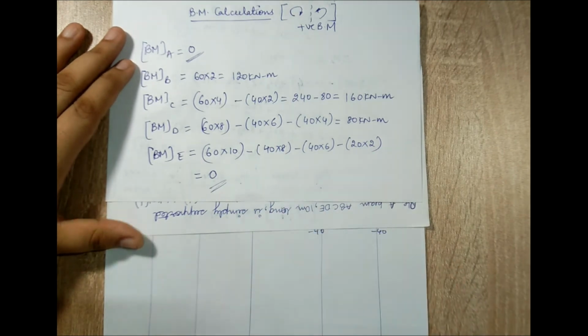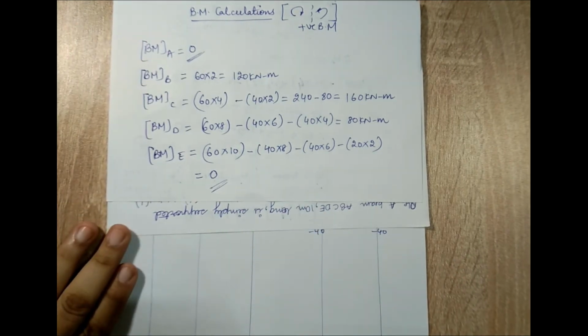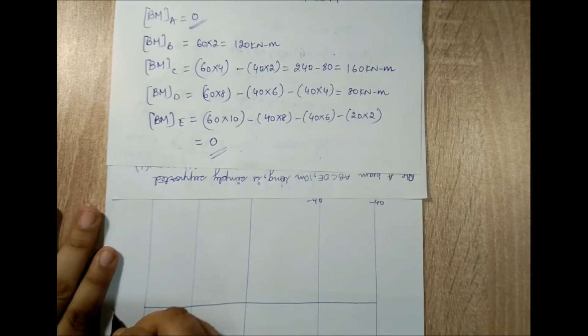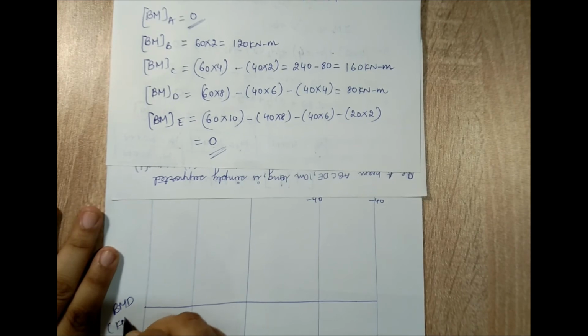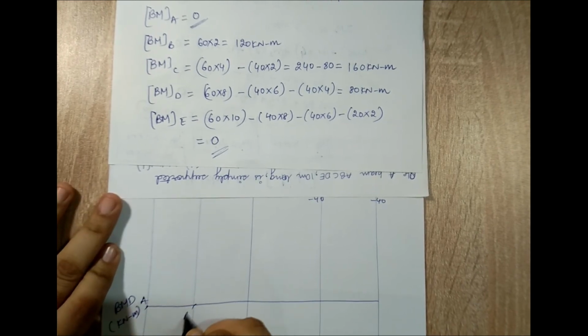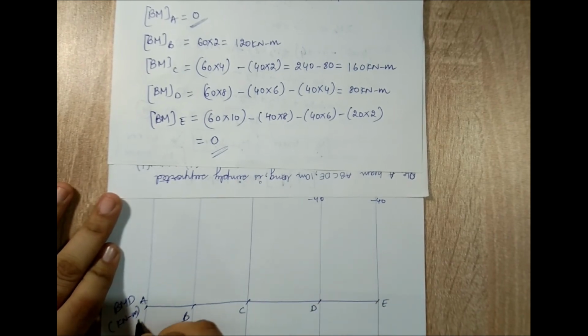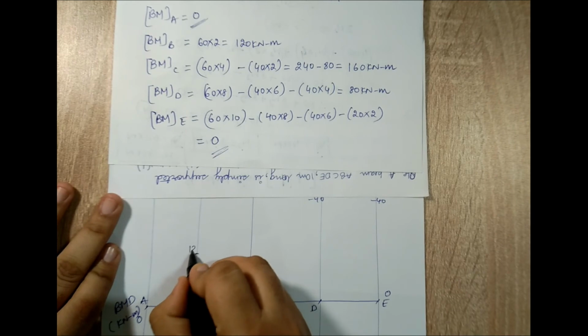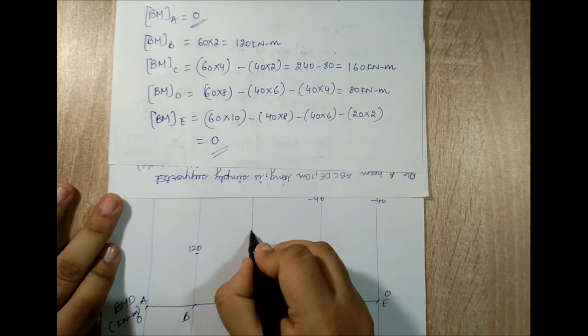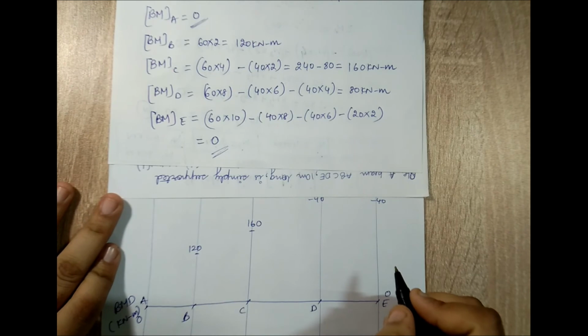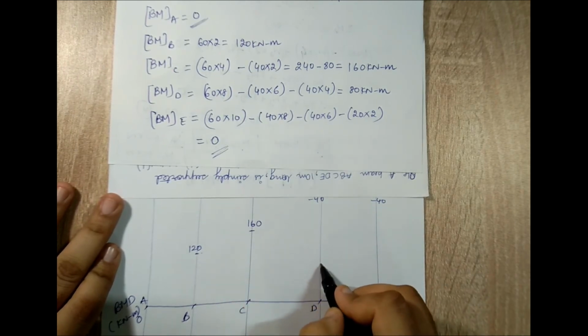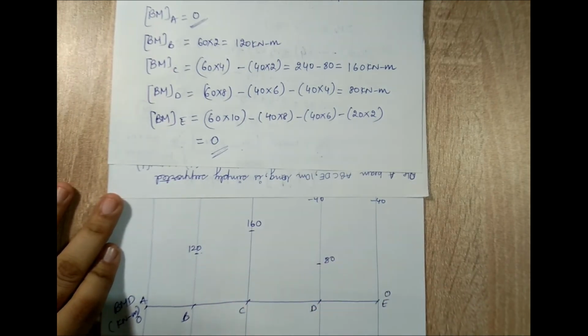Now I have all the values as positive. So I'll just draw the diagram a little below. This is my BMD in kilonewton meter. This is point A, B, C, D and E. At A the value is 0. At E the value is 0. For point B the value is 120. For point C the value is 160. At point D the value is less than 120. It is 80.